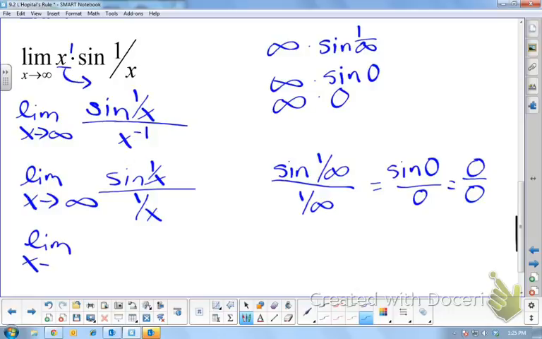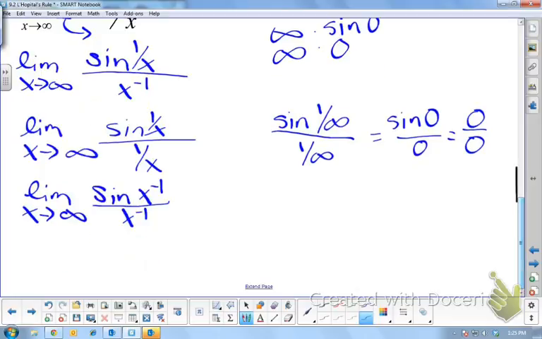But I'm going to rewrite it as sine of x to the negative 1 over x to the negative 1 so we can actually derive. So we take our derivatives individually. Derivative of sine x to the negative 1, ignoring x to the negative 1 on the bottom. So what's the derivative of sine? Cosine. Derivative of the outside, evaluated at the inside, so still of x to the negative 1, multiplied by the derivative of the inside. What's the derivative of the inside? Negative 1 x to the negative 2.